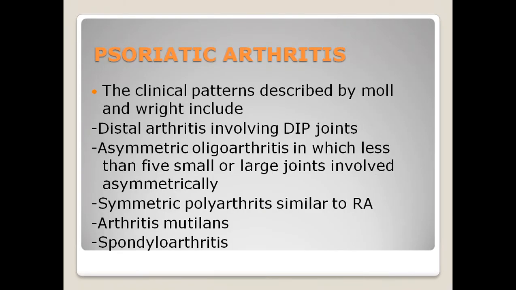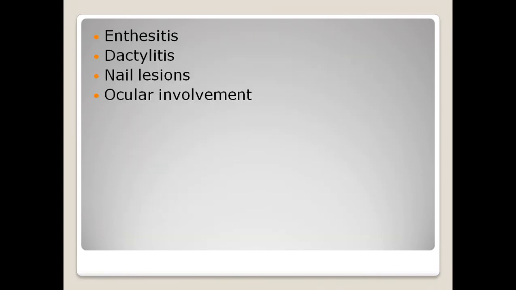Next, psoriatic arthritis. It involves the distal interphalangeal joint, and asymmetric oligoarthritis, which is less than 5 small joints or large joints involved asymmetrically, or symmetrical polyarthritis similar to rheumatoid arthritis. And the most important here is there is enthesitis, dactylitis, and what is enthesitis? When there is inflammation where the tendon joins the bone, then you call it enthesitis.